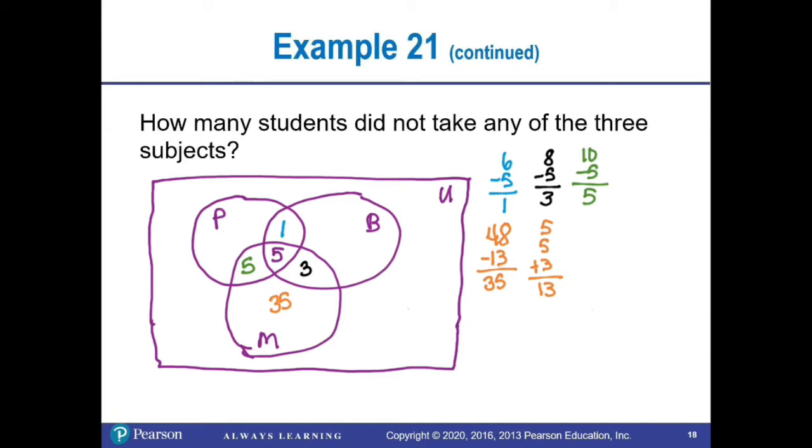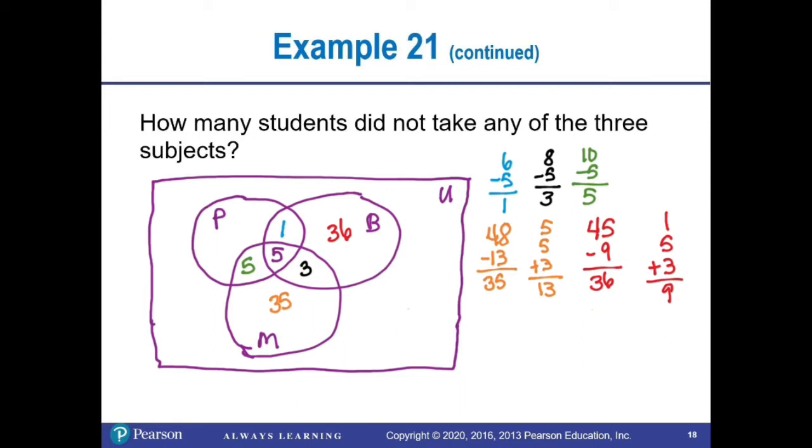There were 45 students who took biology. Look at the biology loop. There's already a 1, a 5, and a 3 in that biology loop. 1 plus 5 plus 3 is 9. Subtract 9 from 45, and that tells me there were 36 students who took only biology.